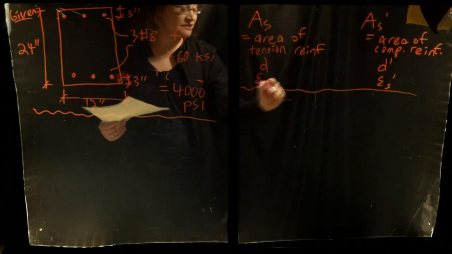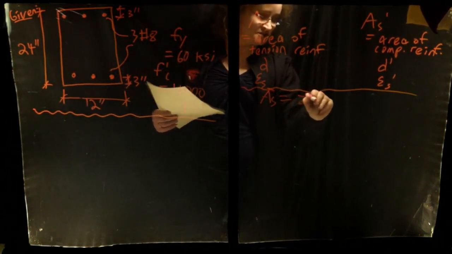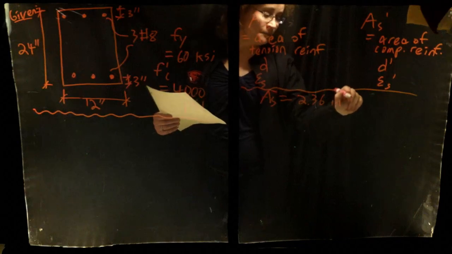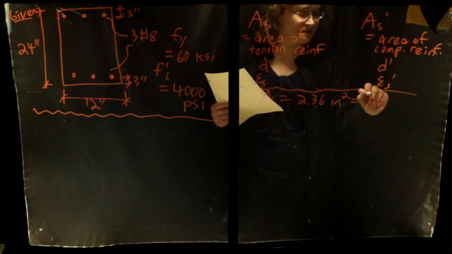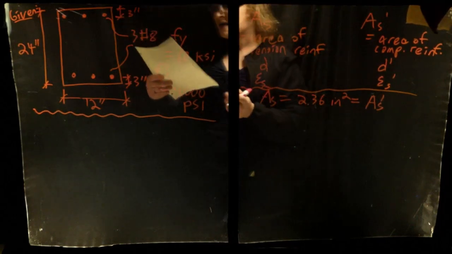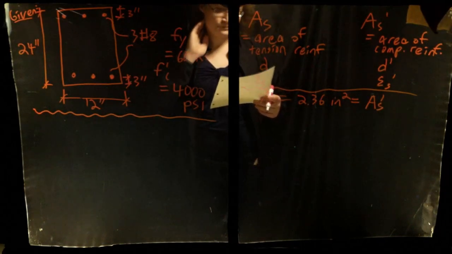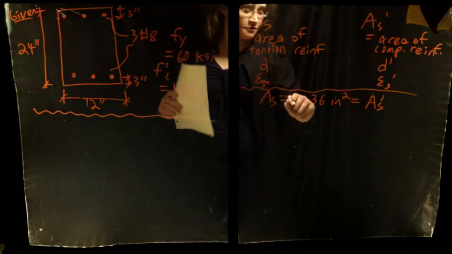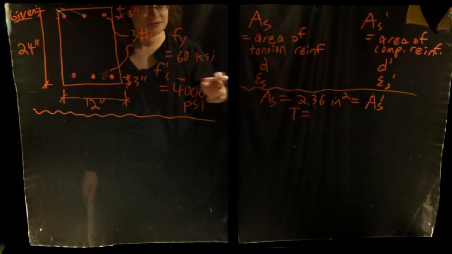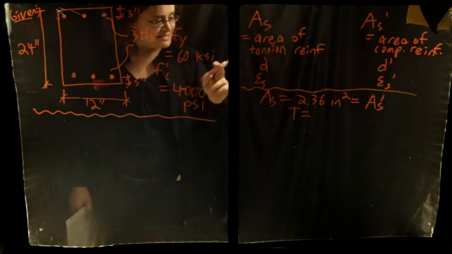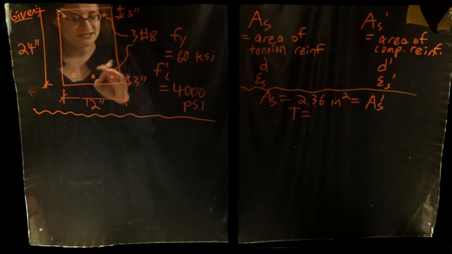Again, our area of steel, as we calculated previously, was 2.36 inches squared, and that is also equal to our area of steel prime, because we have a bit of an unusual beam that has a rather large amount of compression reinforcement. Just because we add compression reinforcement doesn't mean that the tension steel is going to change at all.